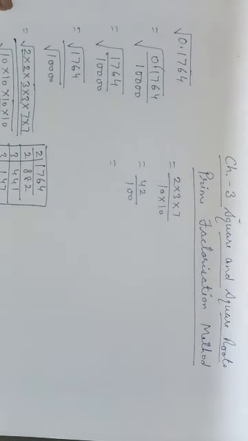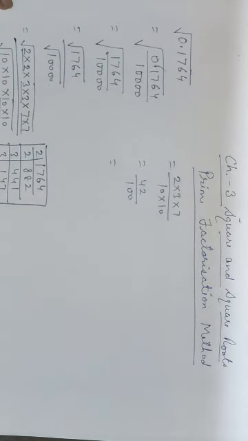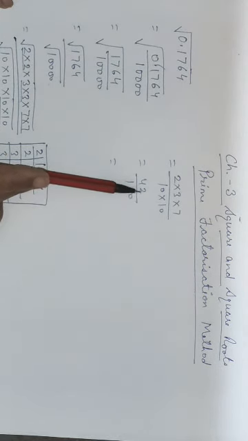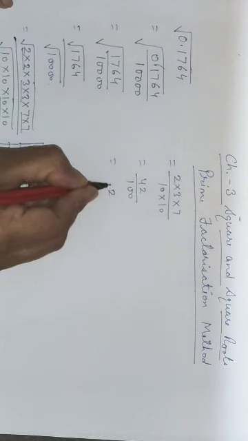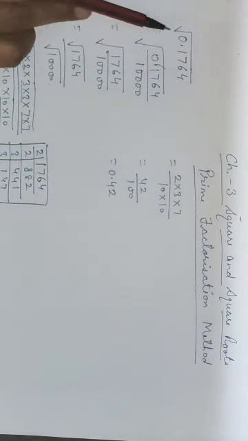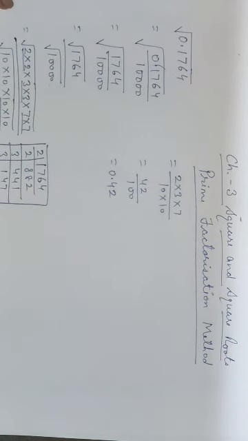42 by 100. Now because my question was in decimal form, I will try to write the answer in the form of a decimal. So if we have 100 in the denominator, where should we place the decimal? In 100, we have 2 zeros. So count 2 digits from the right hand side. 1, 2. So the decimal will come before 4. So 0.42 is the square root of 0.1764.